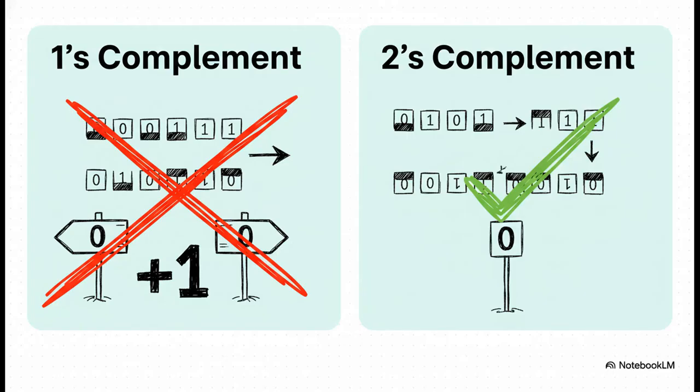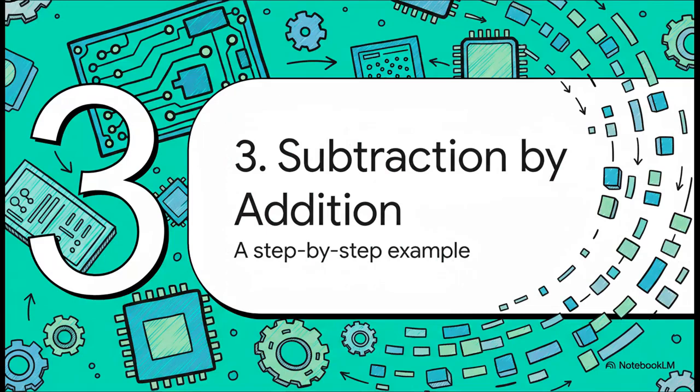Just look at this side-by-side comparison. That little add 1 step completely gets rid of the double 0 problem. Poof, gone. In 2's complement, 0 is just 0. And this makes all the arithmetic incredibly clean and simple. You can just add numbers and the right answer pops out without any weird exceptions or extra hoops to jump through.